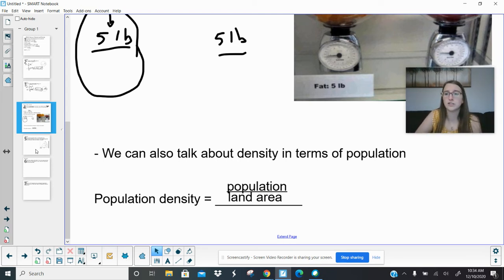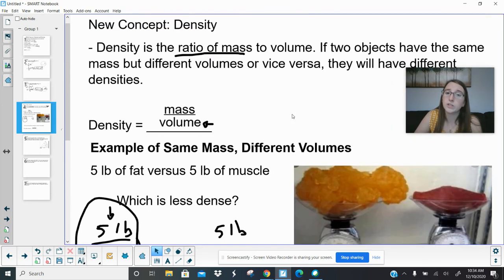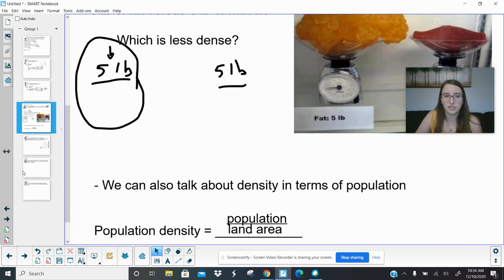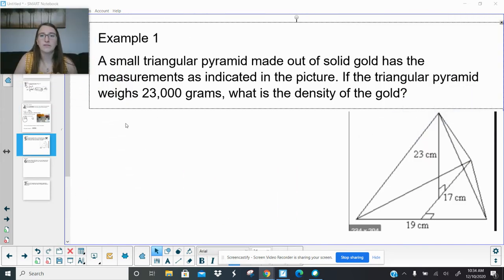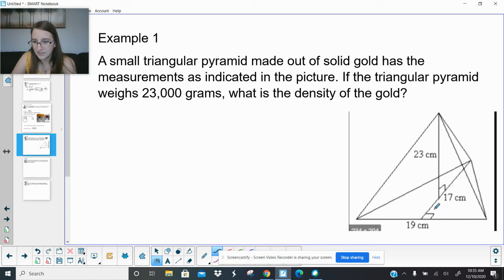So let's go ahead and look first at density doing with shapes, and then we'll look at population density. It says a small triangular pyramid made out of solid gold. So this is like something that Indiana Jones is trying to get. Yes, a solid gold pyramid. It has the measurements as indicated in the picture. So we got 19 here, 17 going back, that's on the ground flat, and they have 23 going up. If the triangular pyramid weighs 23,000 grams, what is the density?